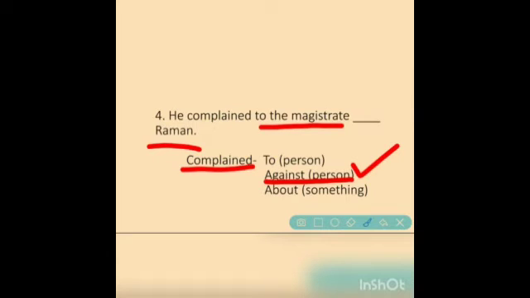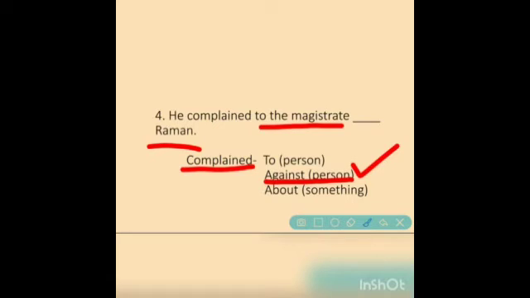And you can add something to it, so it will complete the sentence with about. He complained to the magistrate against Raman about his misbehavior. So the sentence is complete. Whenever you are complaining about something, you use about.